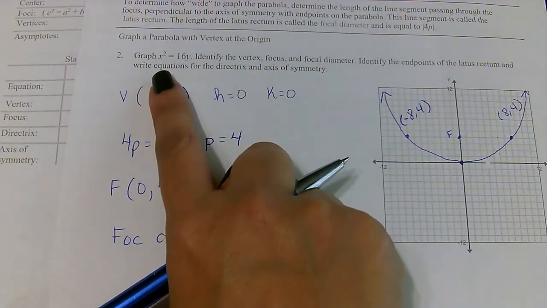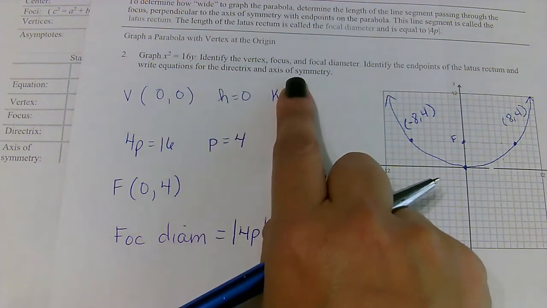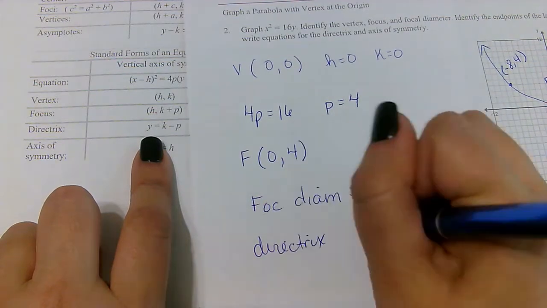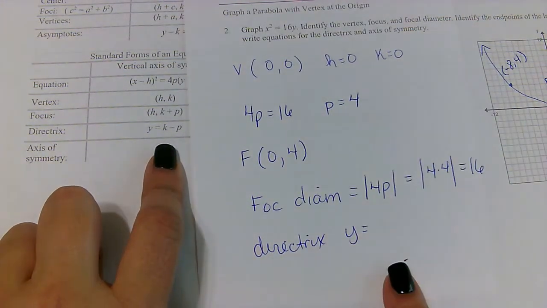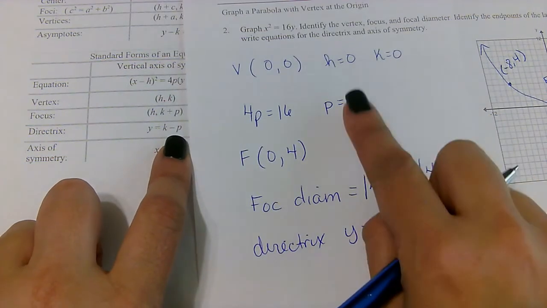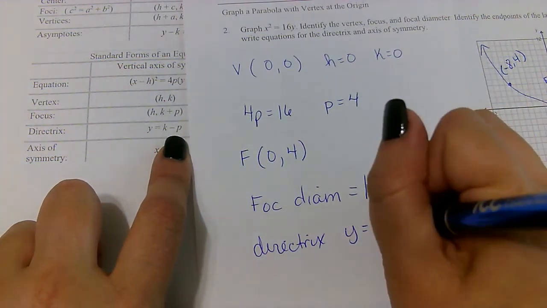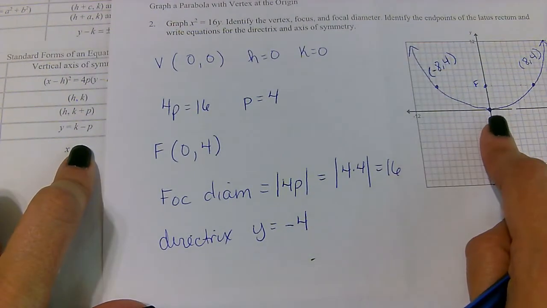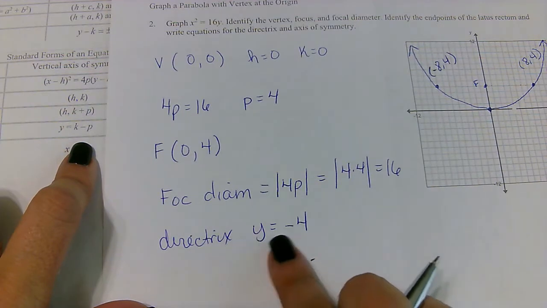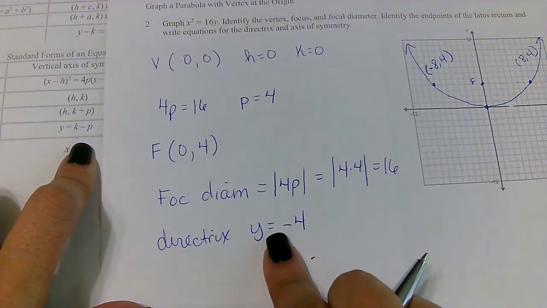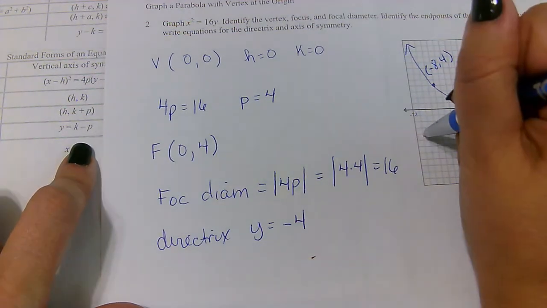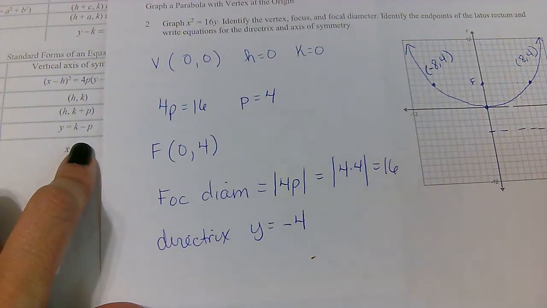Let's go ahead and find the equation for the directrix and the axis of symmetry. For our directrix, we have y is equal to k, which is 0, minus p, which is 4. So here our directrix will be y is equal to -4. If I want to draw this, you will see that this equation here is a horizontal line. Y is equal to -4 is 1, 2, 3, 4 located right here. So this is going to be our directrix.